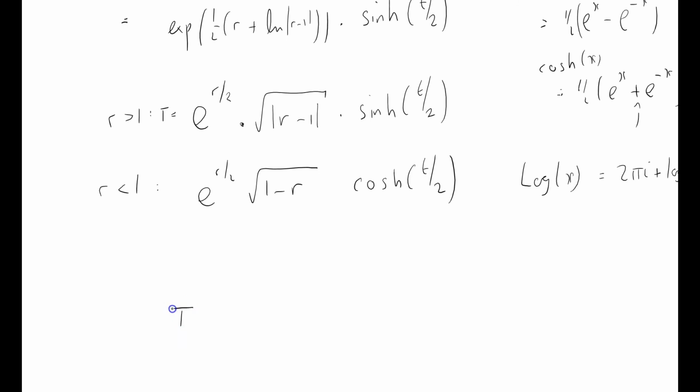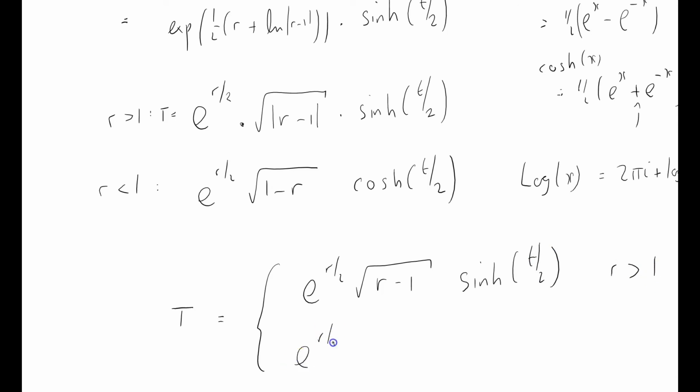So we have that t equals, and we choose one or other transformation depending upon which value r has got, e to the r over 2 root r minus 1 sinh of t over 2 for r greater than 1, and e to the r over 2 root 1 minus r times cosh of t over 2 if r is less than 1. And of course if r equals 1 it's just 0.